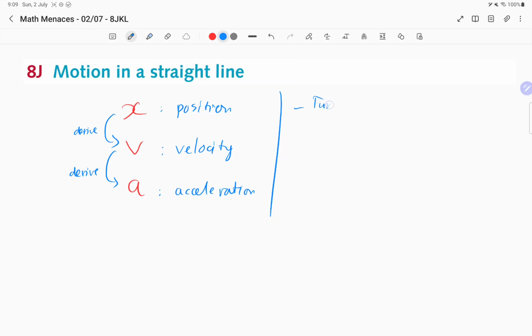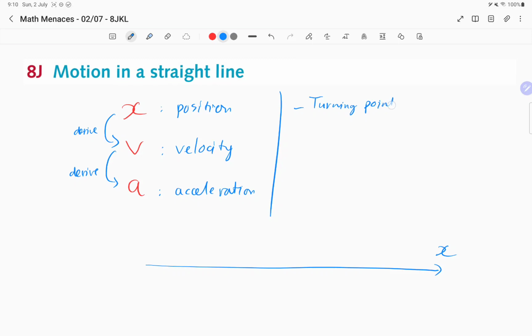Why isn't x p? P for position? Good question. The reason why x is position is because when you model position in a straight line, you normally draw a horizontal line. And you guys are more used to the x-axis as a horizontal line, not the p-axis. In your Cartesian equation, the horizontal line is x. So that's the reason why x is for position.